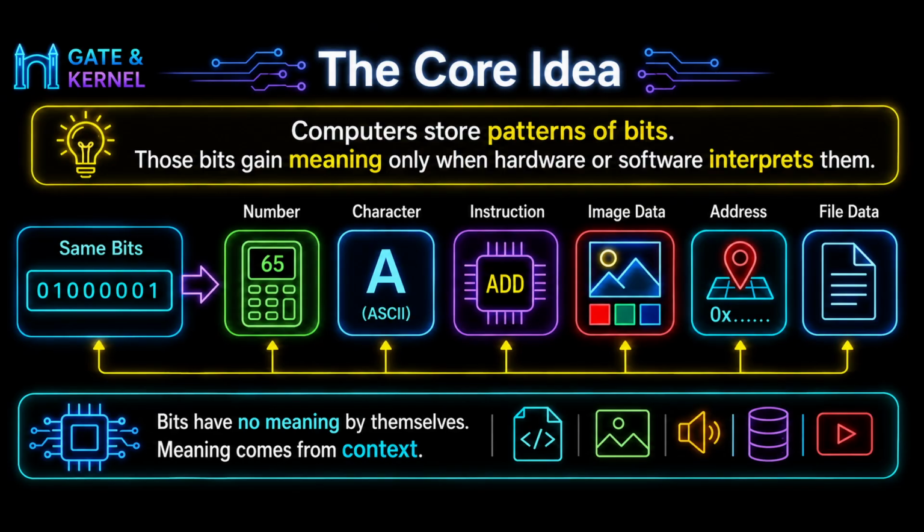Chapter 25. The core idea. If there is one idea to remember from this video, it is this: computers store patterns of bits. Those bits gain meaning only when hardware or software interprets them. A computer does not fundamentally store the letter A. It stores bits. It does not fundamentally store a photograph. It stores bits. And a CPU instruction is not stored as an English word such as ADD. It is stored as bits. The bit pattern stays the same. What changes is the interpretation.